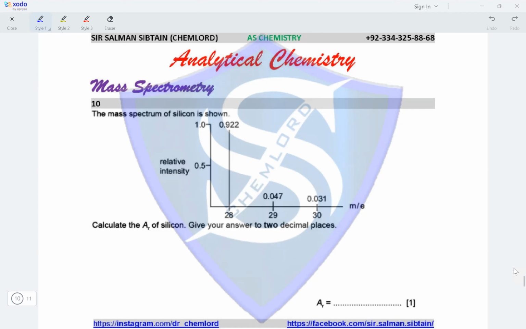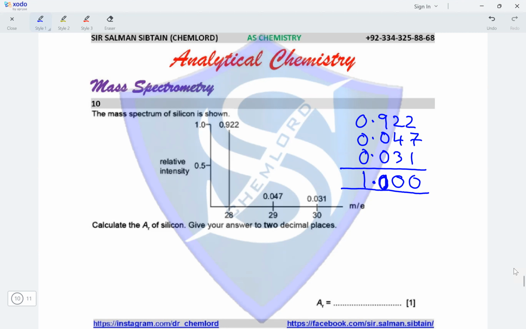Question 10. The mass spectrum of silicon is shown. Relative intensity is given. Calculate the Ar of silicon. Give your answer to two decimal places. If we have to calculate using the relative intensity, we need to find the denominator, which would be 0.922 added to 0.047 added to 0.031. Adding these gives 1. So the denominator value is 1, and we don't need a denominator in this calculation.